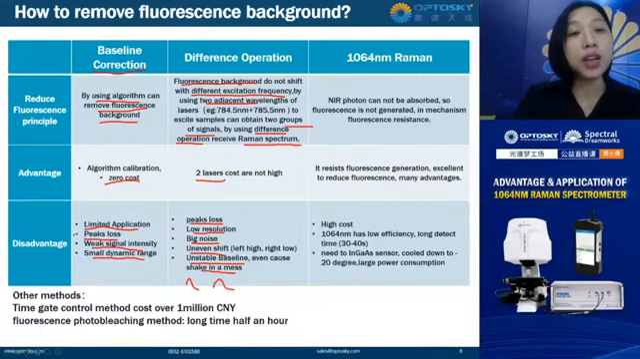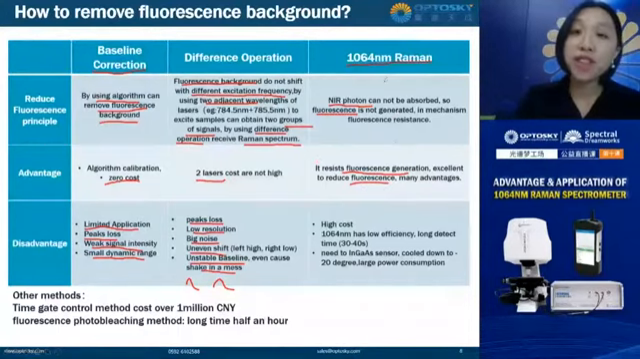Due to the disadvantages of baseline correction and the difference operation, we have to introduce 1064 nanometers Raman spectrometers. Because in principle, it uses near-infrared photons that cannot be absorbed, so the samples will not generate fluorescence. So it resists the fluorescence generation. It is an excellent method to reduce fluorescence. There are so many advantages of 1064 nanometers Raman spectrometers.